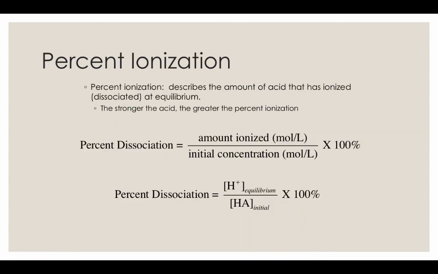Another handy concept that you might encounter is percent ionization. We saw this briefly when we looked at the 5% rule. Percent ionization describes the amount of acid that has ionized or dissociated at equilibrium. As you know, the stronger the acid, the greater the degree of dissociation or ionization, therefore the greater the percent ionization. This can be easily calculated by dividing the H+ concentration at equilibrium by the initial acid concentration, and then multiplying by 100 to turn it into a percentage.